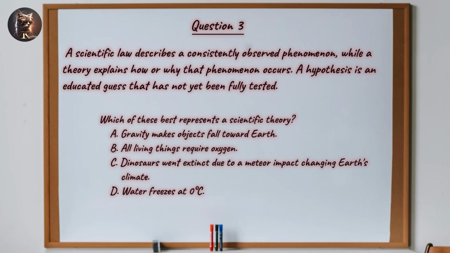Option D. Water freezes at 0 degrees Celsius. This is a classic scientific law. It simply states what always happens without explaining why or how it happens. Based on what we discussed, the answer that clearly represents a scientific theory is option C, because it provides an explanation for why dinosaurs became extinct, not just describing the event itself. If you picked C, fantastic, you're understanding the difference clearly.